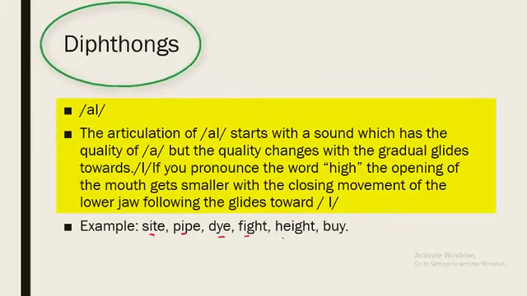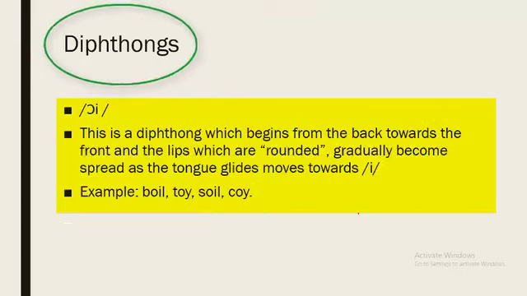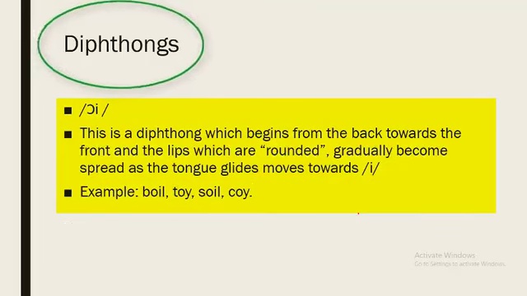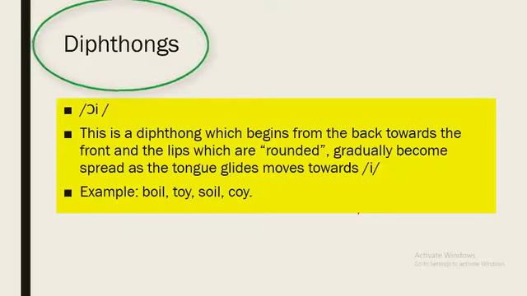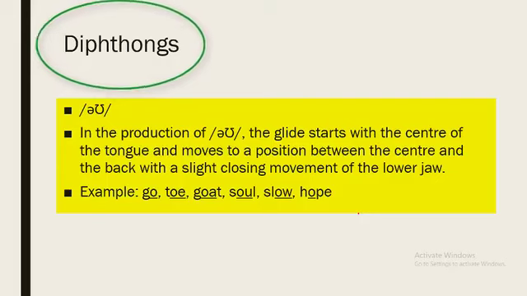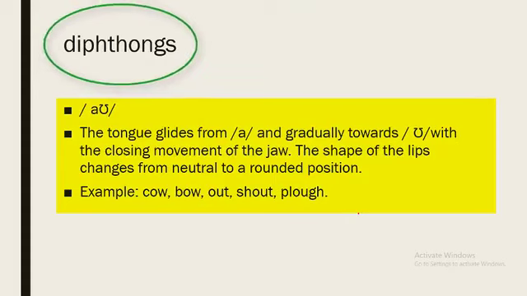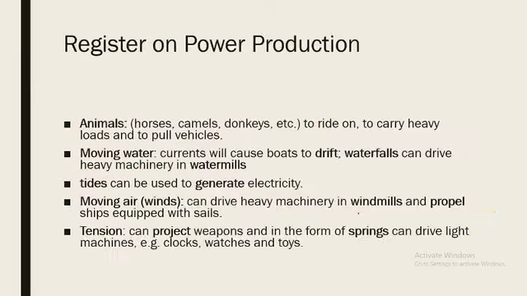So if you have gone through what I taught previously, you have seen some of these diphthongs reflect. So we have oi, like that. So it's showing you the position of the mouth. Oi, oi, toy. We have O, go, toe, goat, soul, slow, hope. Then we also have ow. We have ow, cow, bow, out, shout, plow. So that is that about that.